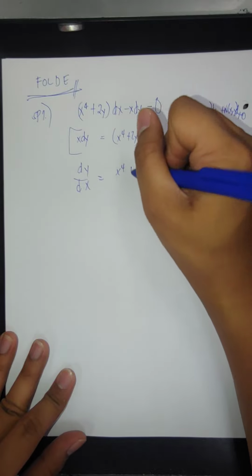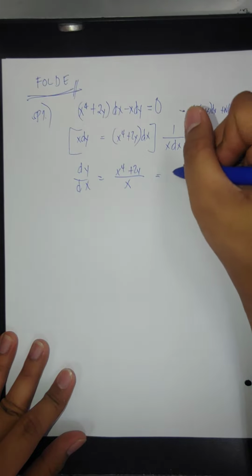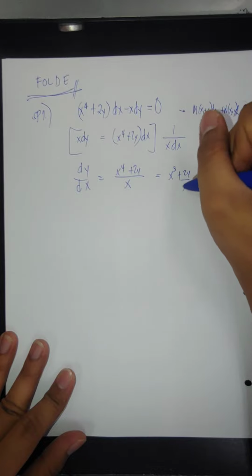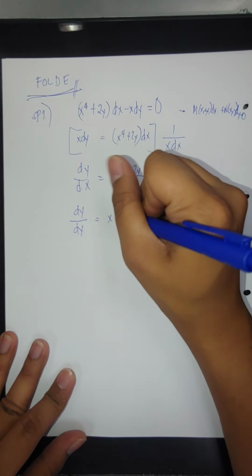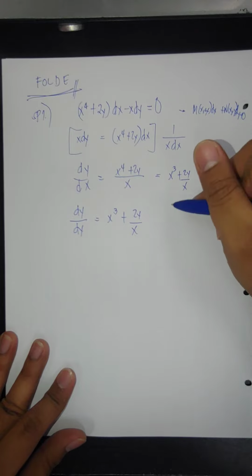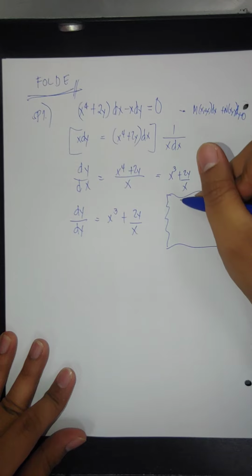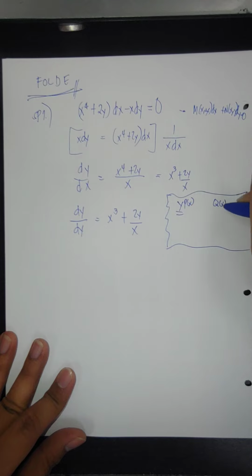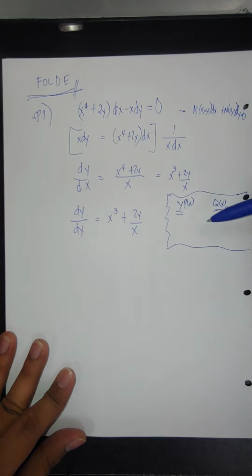So you have here x to the fourth plus 2y over x. If we simplify this, it becomes x cubed plus 2y over x. Let's write it so it is clearer: dy over dx is equal to x cubed plus 2y over x. How do we know what P of x and Q of x are here? If you remember, P of x is the one accompanied by y. Q of x has no y, it is just a pure function of x.